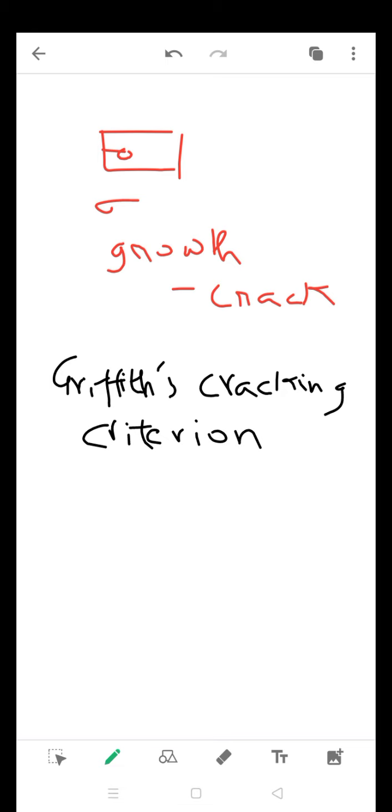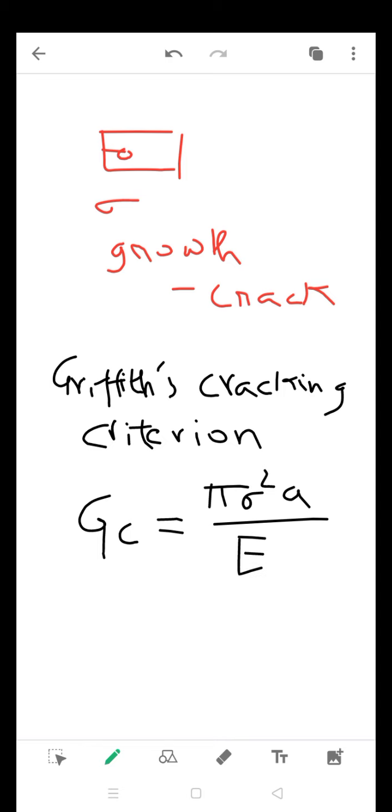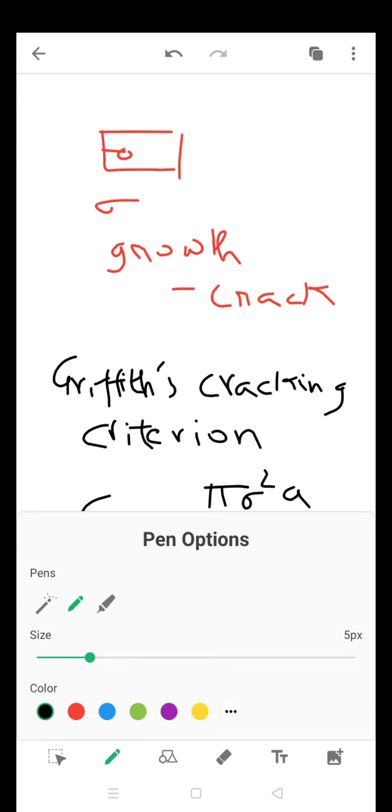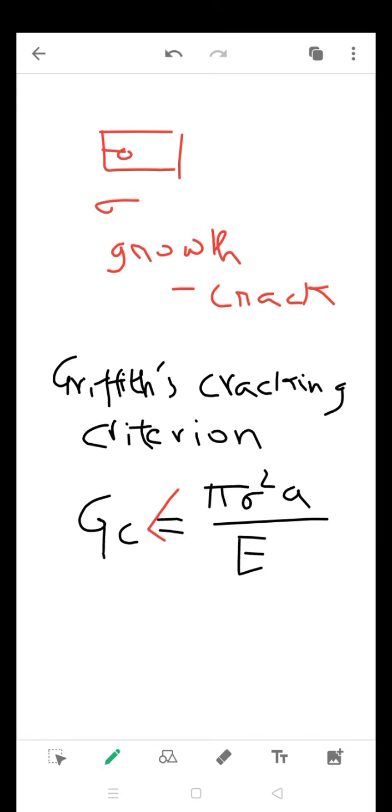In which it is said that if the amount of stress exceeds a certain quantity, for example, if that is written as Gc is equal to pi sigma square A by epsilon, where sigma is the amount of stress that is applied. Now, if this quantity exceeds Gc, then crack growth will take place, and A is the crack length.